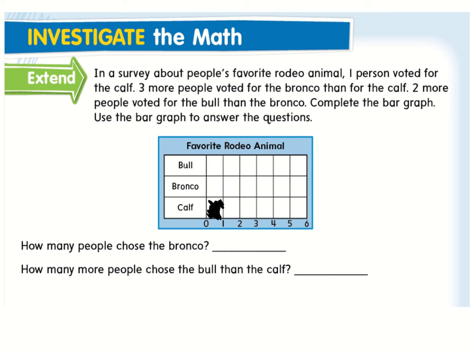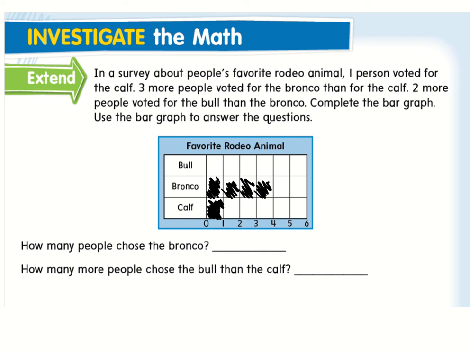It says 3 more people voted for the bronco than for the calf. Ooh, this is a little tricky. So that means I have to do this one plus 3 more for the bronco. I wonder what that would be. So if I have 1 right up here for bronco, because that's as much as the calf had, and I had 3 more, I'm going to color in 1, 2, 3.